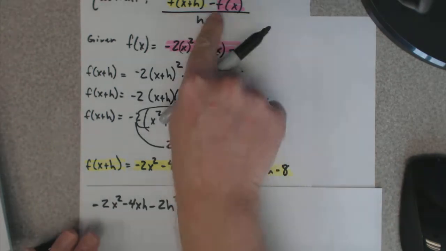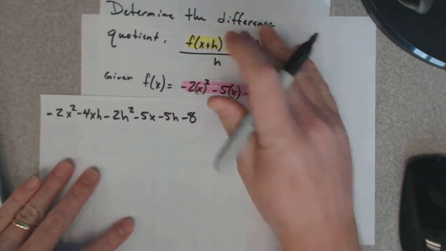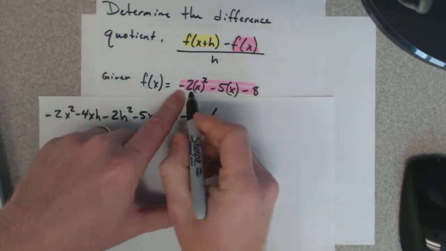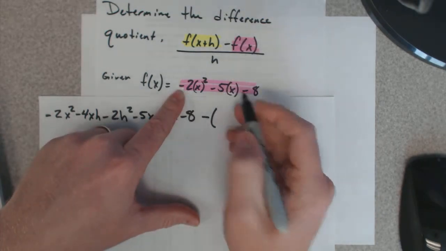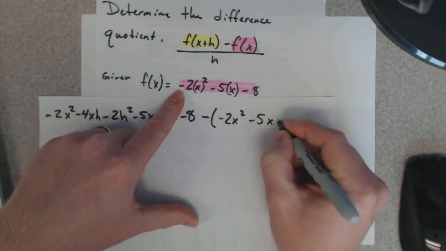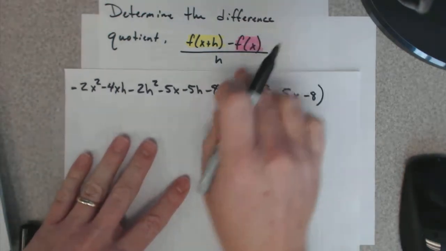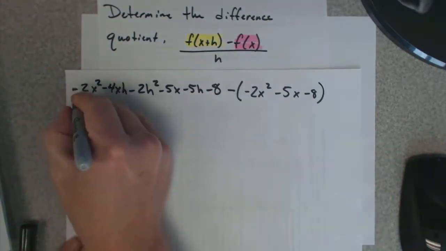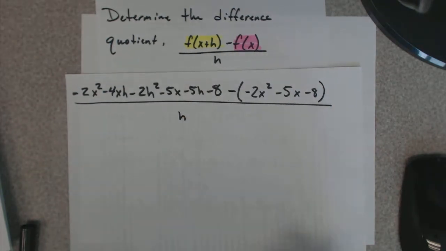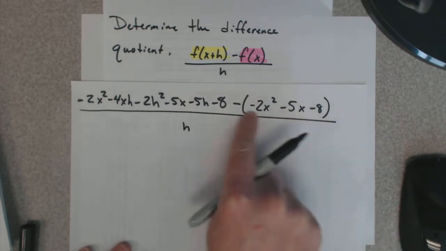Okay, minus f of x. We're subtracting it, so I have to use parentheses. This part right here becomes this. Now that's all going to be divided by h. That's just part of the difference quotient. Thinking, man, this is crazy, but it's not too bad. Let's clean this up here.